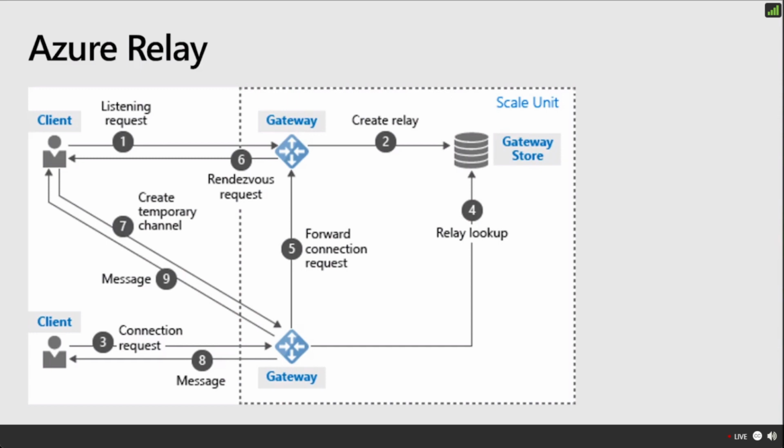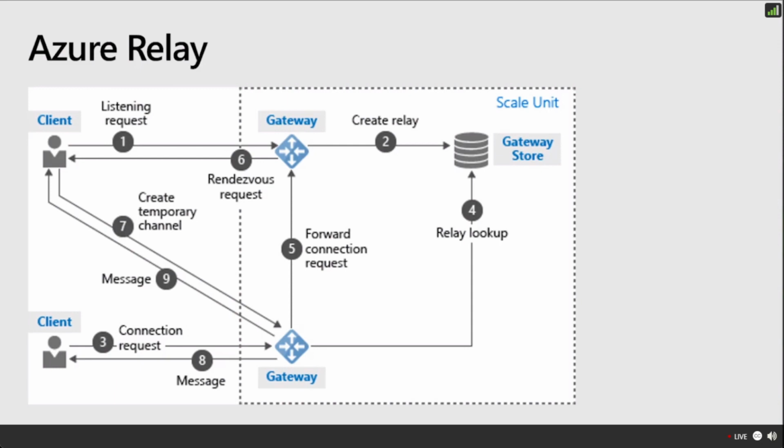In step six, the gateway sends the request to the listening client for it to create a temporary channel to the gateway node that's closest to the sending client. In step seven, the listening client creates a temporary channel to the gateway that's closest to the sending client. Now that a connection is established between clients via the gateway, the clients can exchange messages with each other. In step 8, the gateway forwards any messages from the listening client to the sending client. And in step 9, the gateway forwards any messages from the sending client to the listening client.